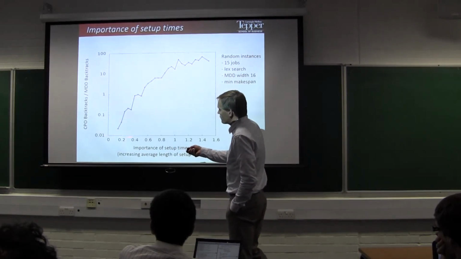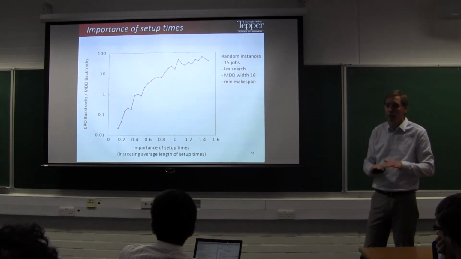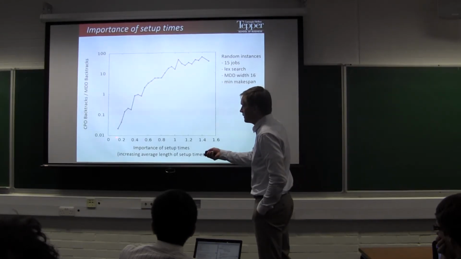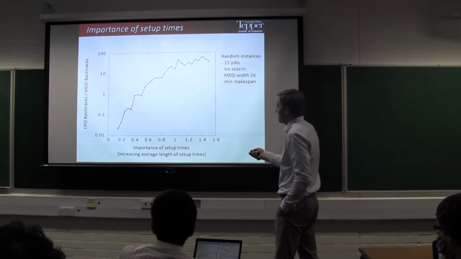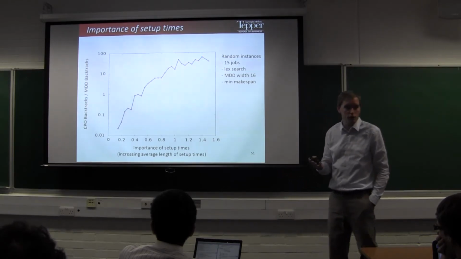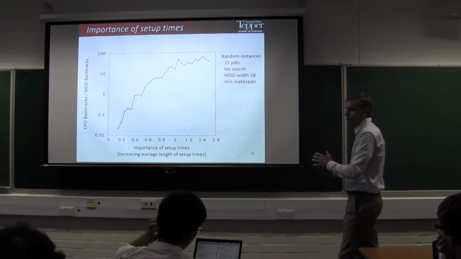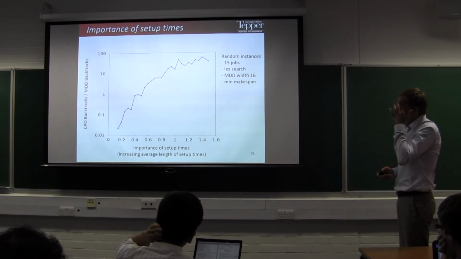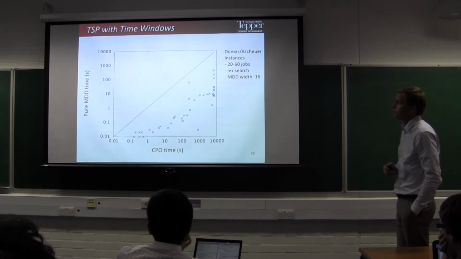If you increase the length of this, and this is for a very simple minimized make-span problem with nothing else, it's extremely simple, just to test the importance of the setup times. If you have slightly more important setup times, we break even, and if they become more and more important, we can get up to 100 times faster than CPO. So you do see that the presence of setup times by itself already influences the performance of MDDs and CPO. But even if there are no setup times, you can still outperform CPO quite a bit.